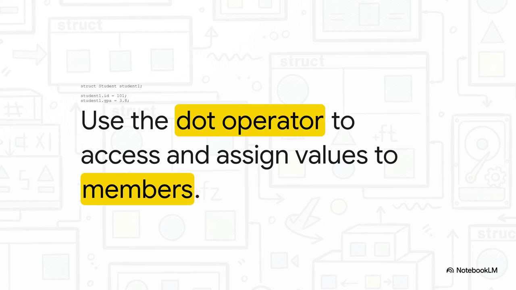Okay, now for steps 2 and 3. We declare a new variable, student1, and we tell the compiler it's a struct student type. Then, to get at the data inside, we use the dot operator. It's that simple. So, student1.id lets us get to the ID member inside student1, and we can give it a value, just like any old variable.